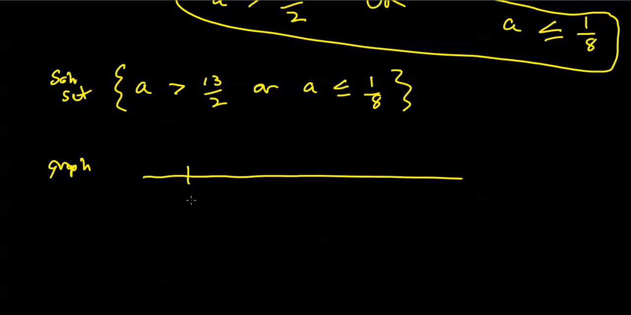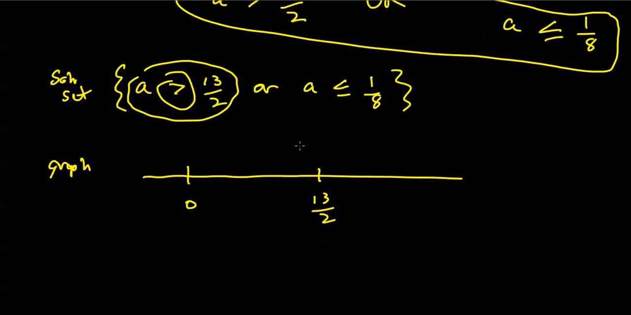Alright, let me put 0 as kind of a reference point. Well, a is greater than 13/2. What does that mean? That means everything to the right of 13/2 on the number line. Now 13/2, I'll put it up here somewhere. It's like 7.5, isn't it? So 13/2, I draw an open circle because that's a strict inequality, and shade in everything to the right. Greater than means to the right.